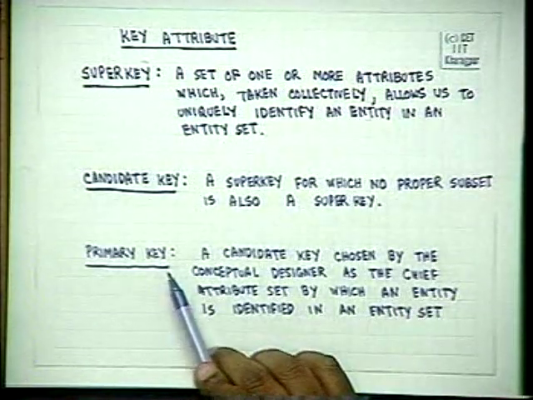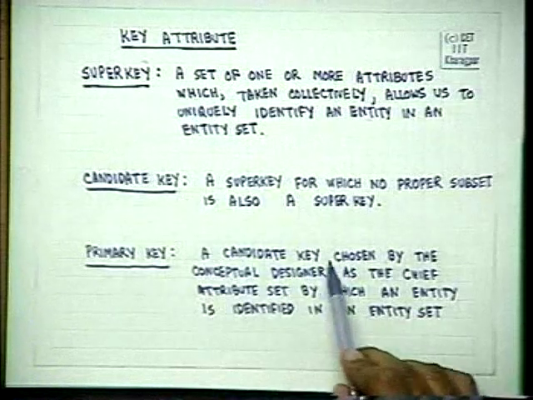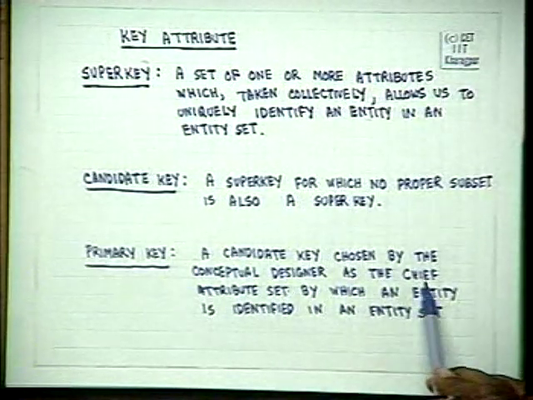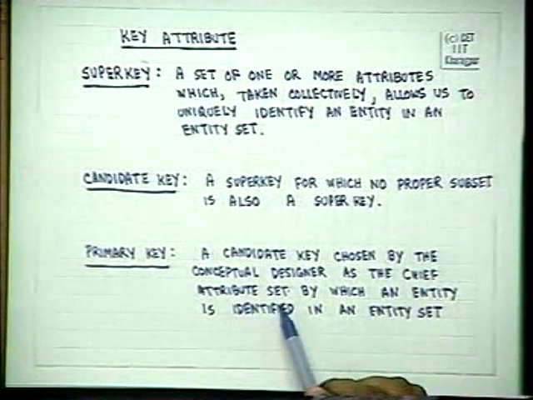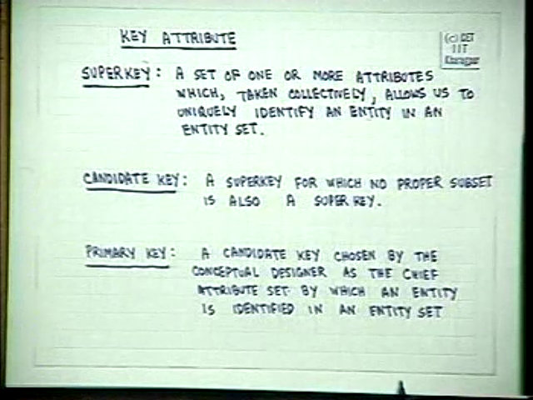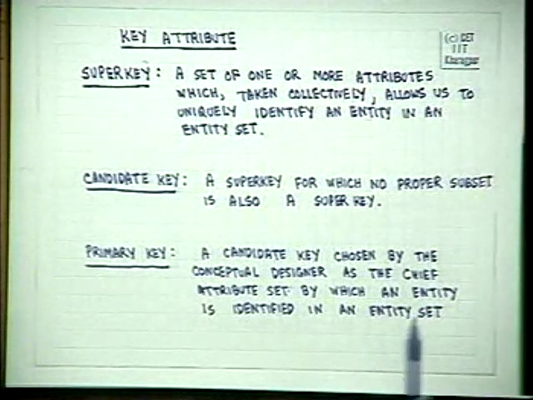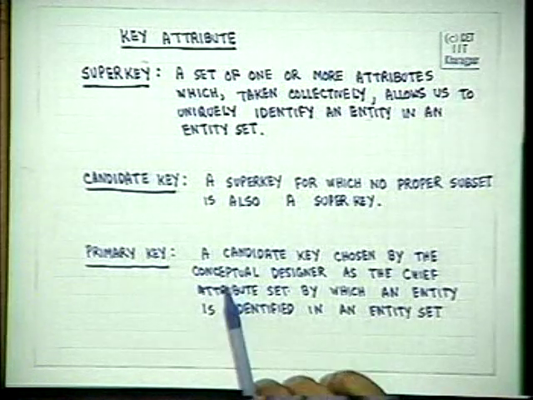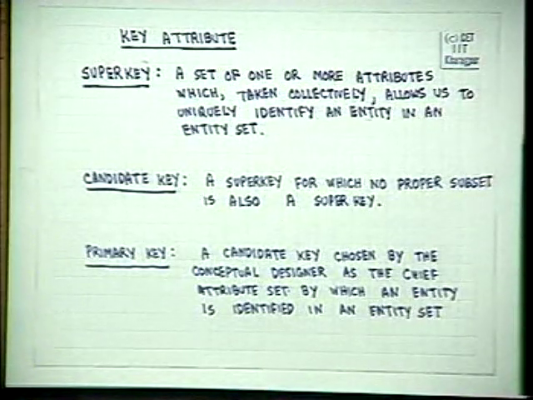A primary key is a candidate key chosen by the conceptual designer or the database designer as the chief attribute set by which an entity is identified in an entity set. So among all the candidate keys possible, the database designer will choose that this is my method of identifying the key.